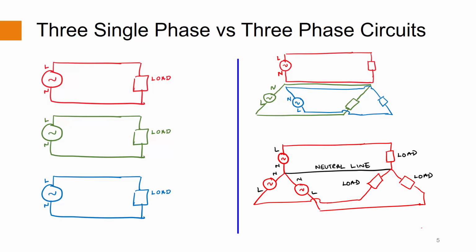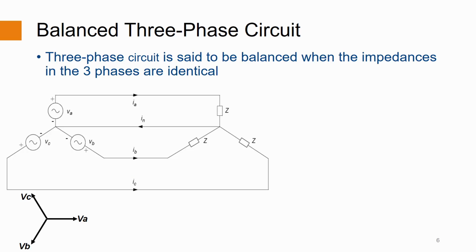This reduces the number of conductors from 6 to 4, or reduces the number of conductors by 2, or we effectively have a savings of 33.33%. This reduces the cost of laying the conductors and reduces the power losses in the overall system. If the load impedances are equal in a three-phase circuit, we call it a balanced three-phase circuit. A balanced three-phase circuit has balanced voltage sources and identical impedances.